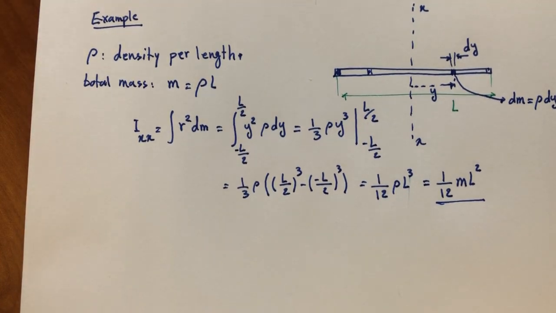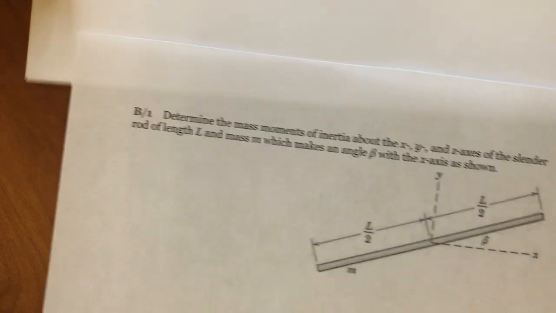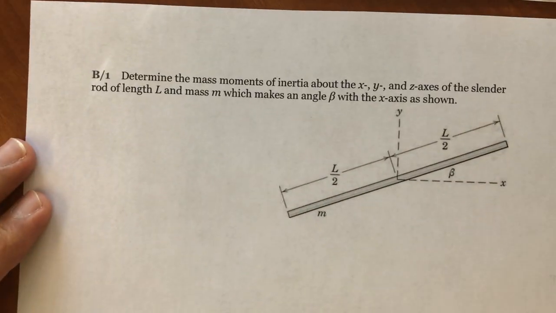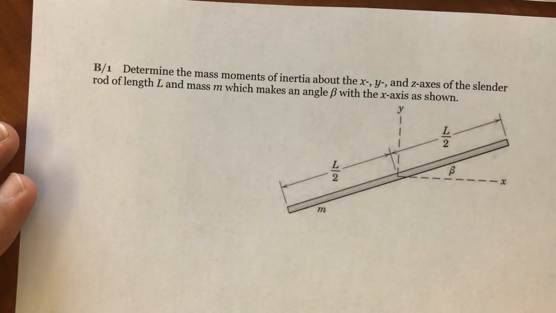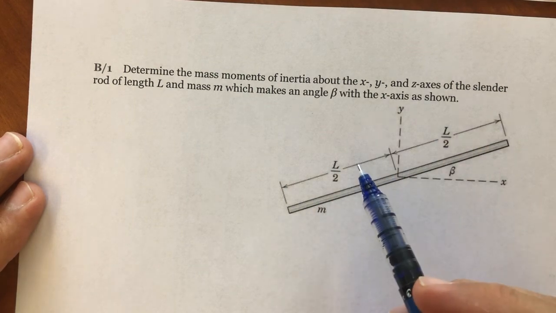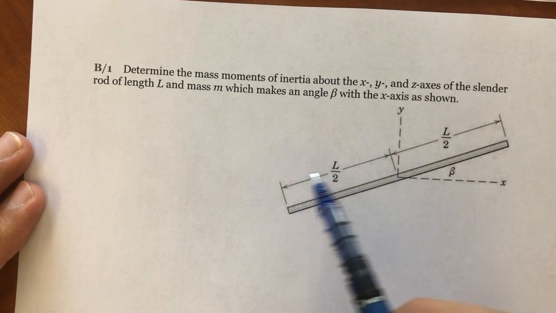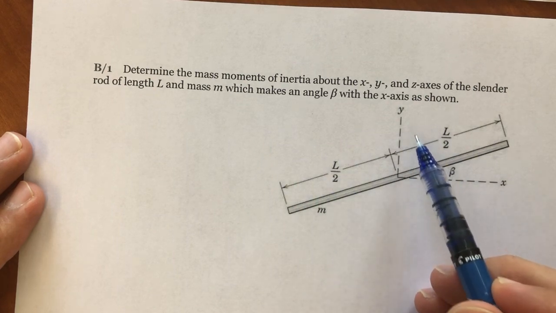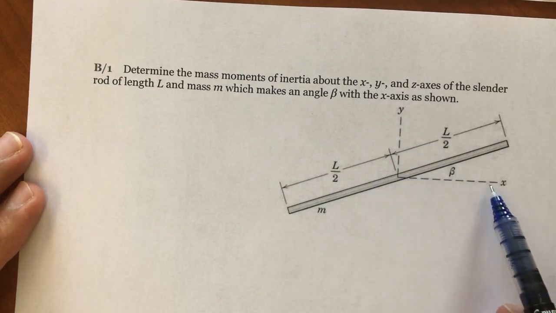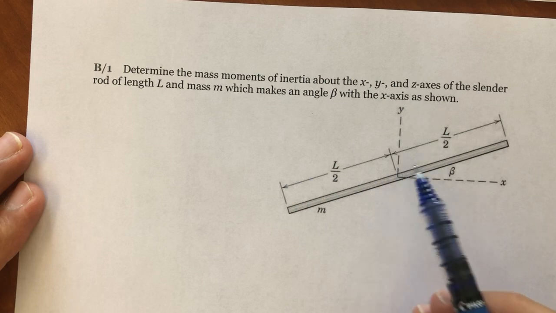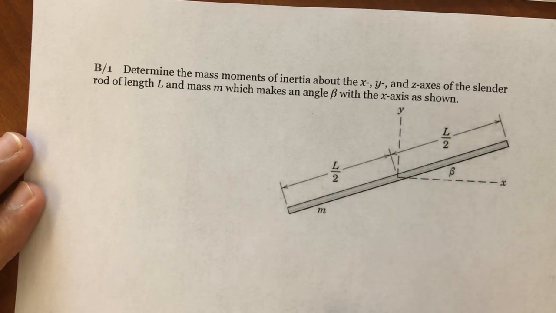Let's do another one. Another simple example. Problem B1. We have the same rod. The mass is m, but we want to find the mass moment of inertia of it about x-axis, y-axis, and also z-axis, which is perpendicular to the x and y.